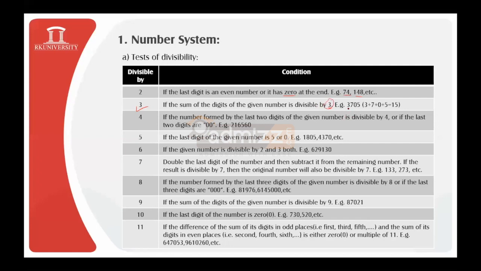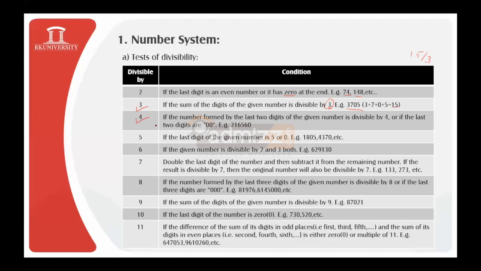Your number is given 3705. So now take the sum 3 plus 7 plus 0 plus 5. So this is 15. You can see 15 is divisible by 3. So this number 3705 is divisible by 3. So each and every time take the sum. If the sum is divisible by 3, then given number is divisible by 3.